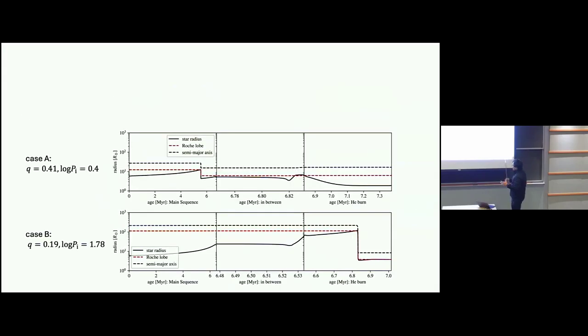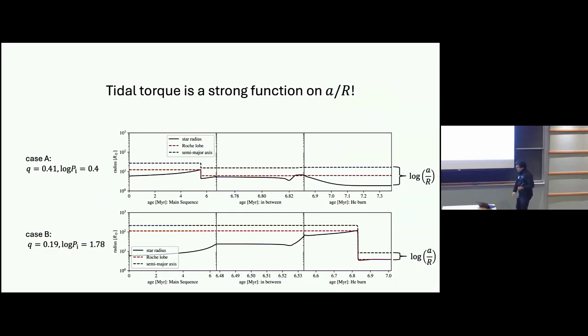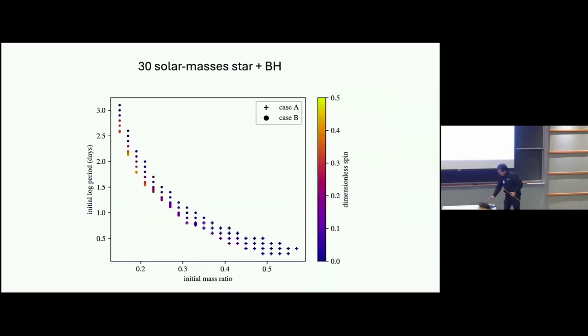So what is the reason for that? If you compare the radius versus semi-major axis in these two cases, in this log plot, this distance tells you log A over R, right? And tides are a very strong function of A over R. In the case A system, you have larger A over R, which means smaller R over A, so you have very weak tides. In the other case, you have very strong tides. This basically explains all the systems we see. I did this for all the systems, and you can see that all the case A systems are here, and case B systems are there.